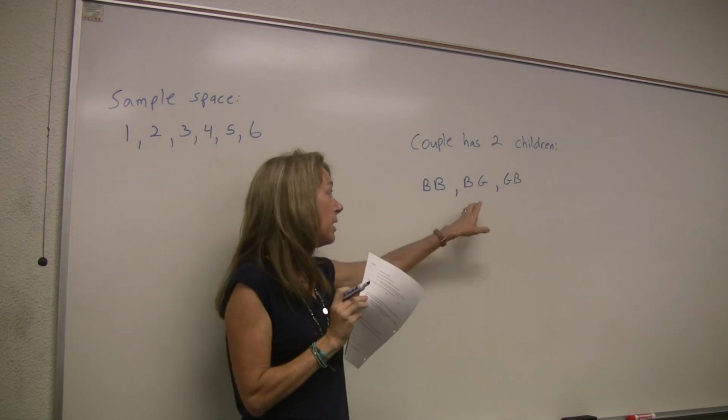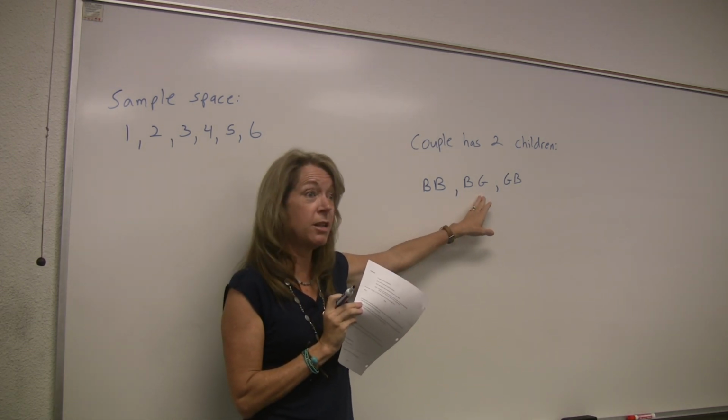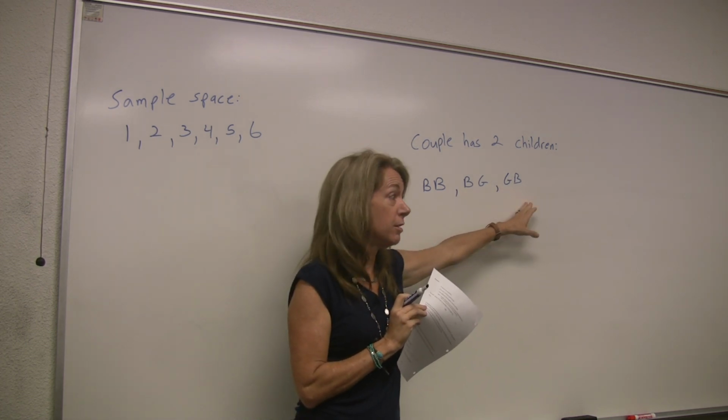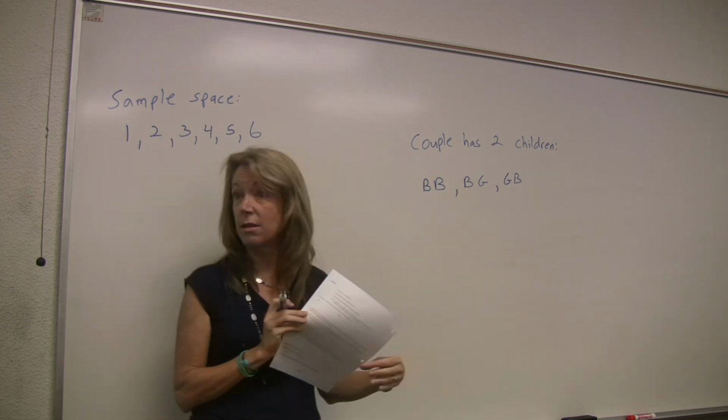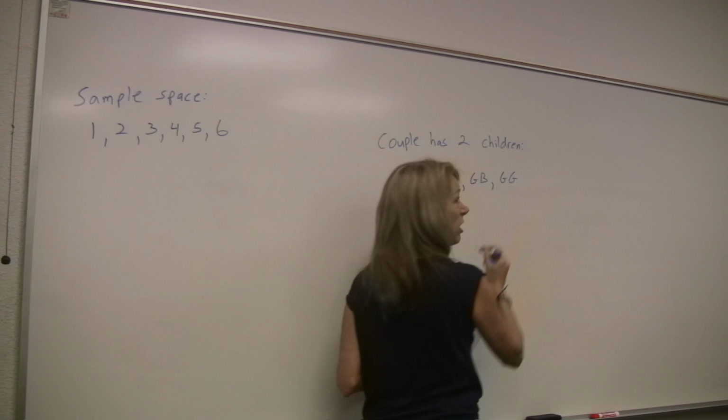The reason they're different is in this case, the boy is older than his sister. So there's an older brother and a younger sister. This one has an older sister and a younger brother. The girl came first. So it makes a difference. And then the other option is 2 girls.